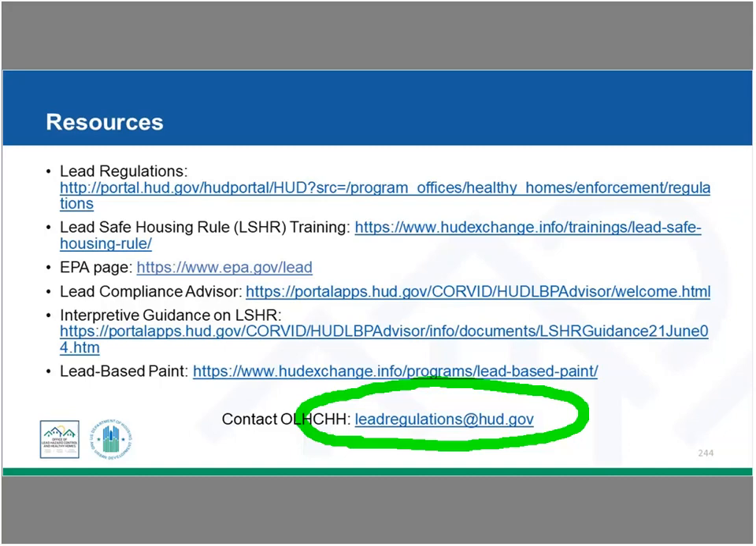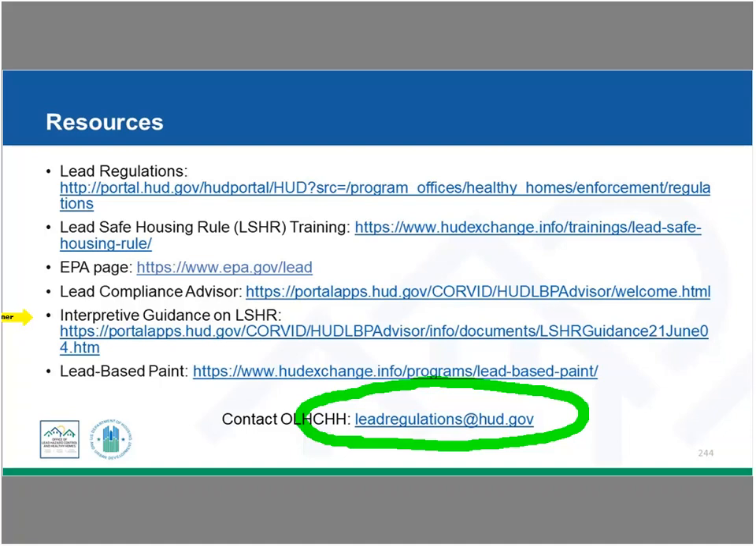But after the training is over, this is an important resource for you. Can you use that little arrow next to the interpretive guidance? Right there's the yellow arrow, the interpretive guidance, which is in a question and answer format. You can look under Subpart K, and there are a lot of really good questions and answers that make things really super clear.